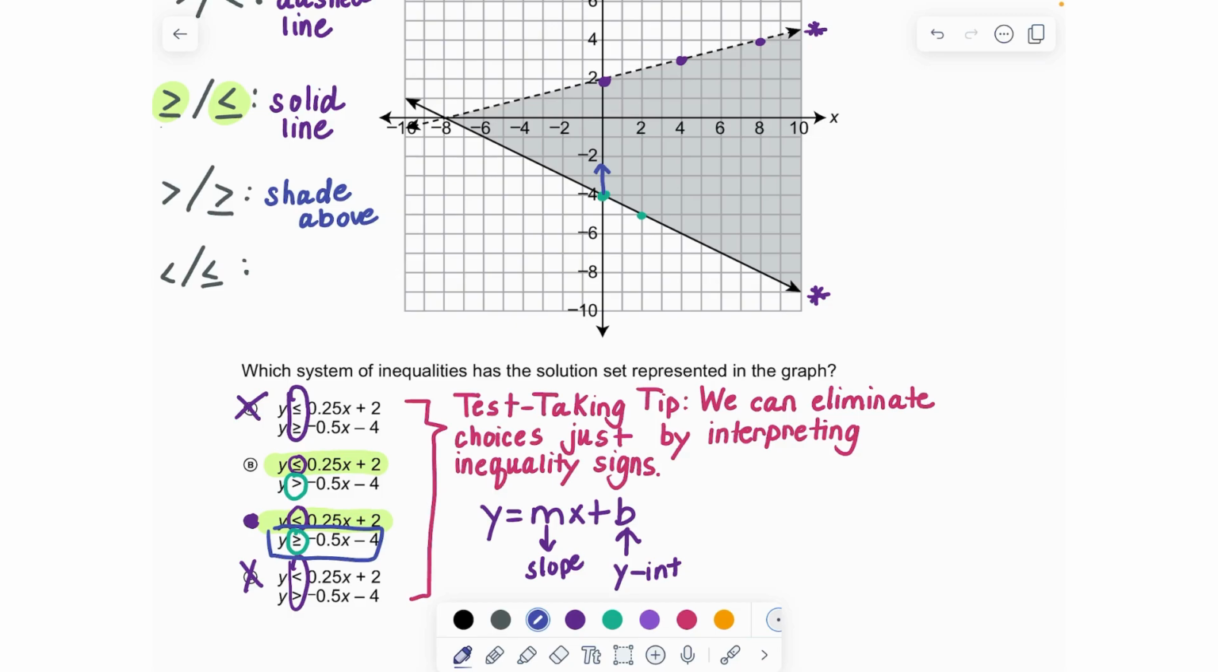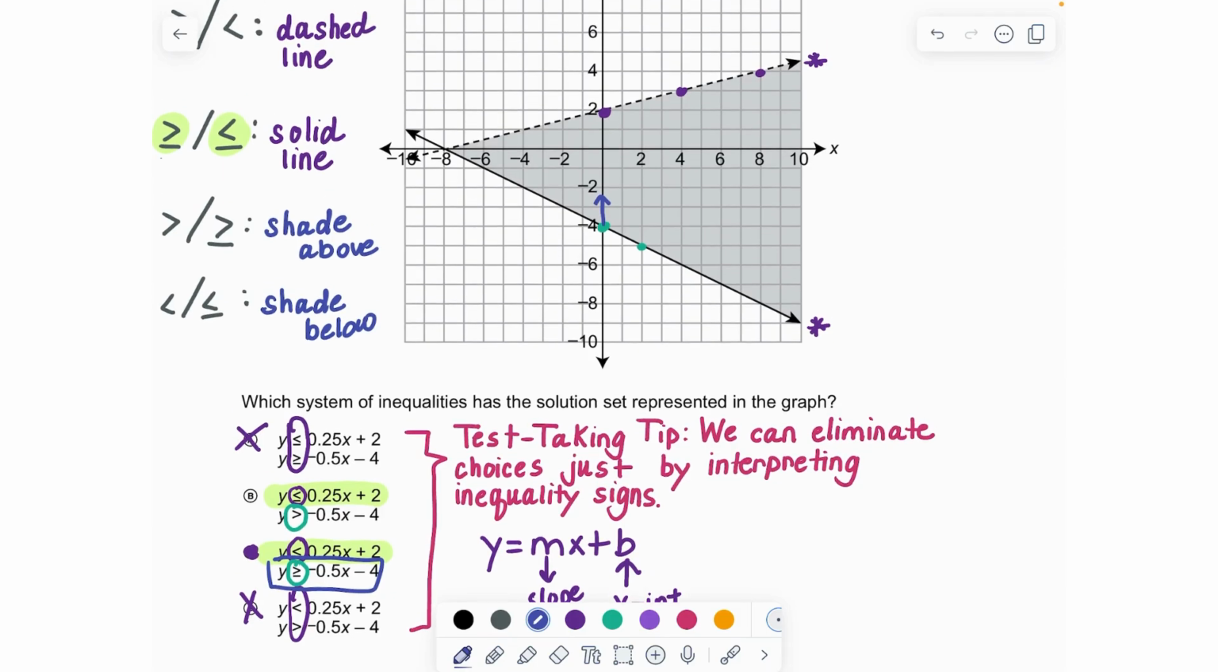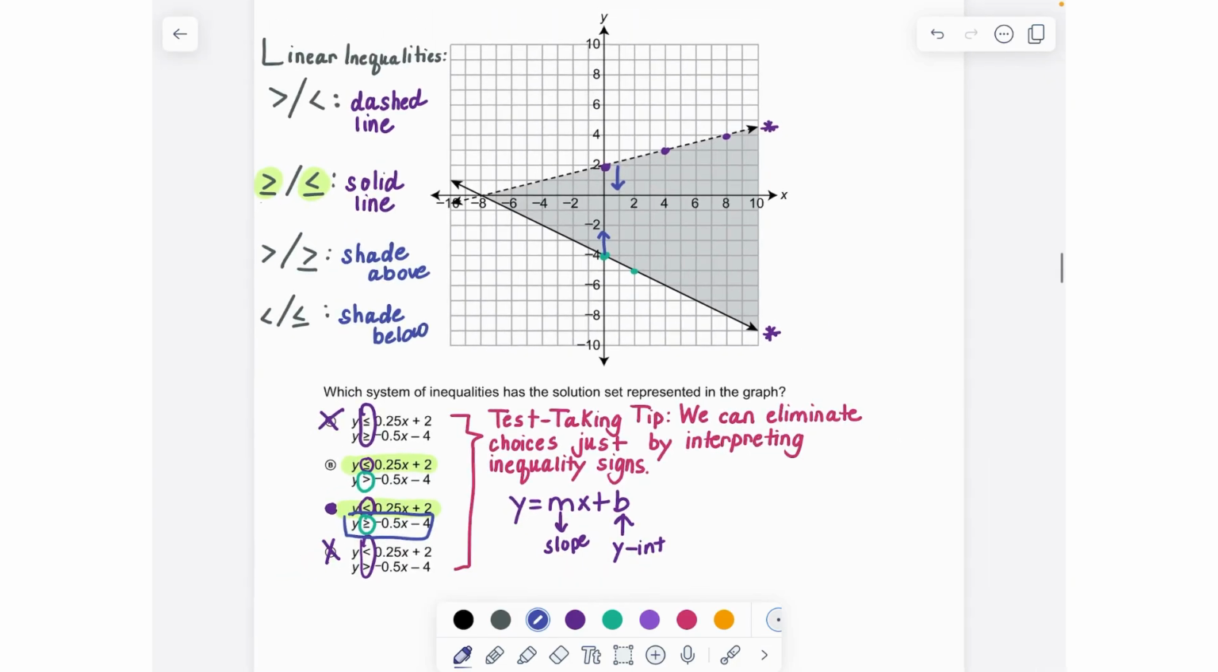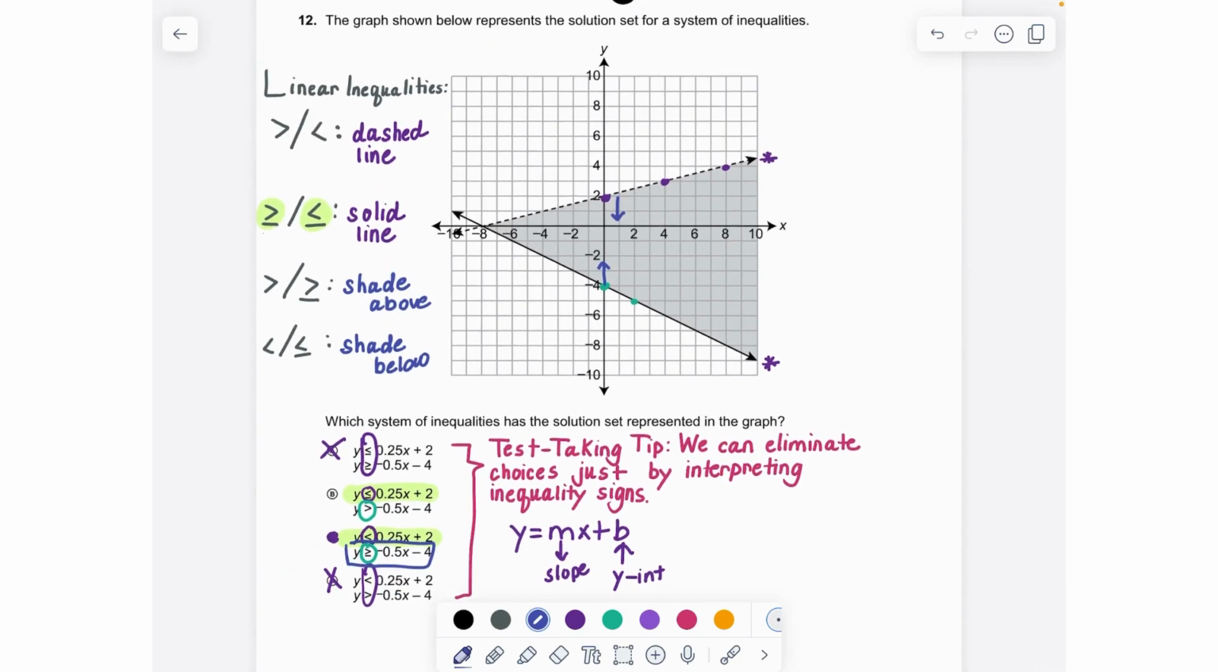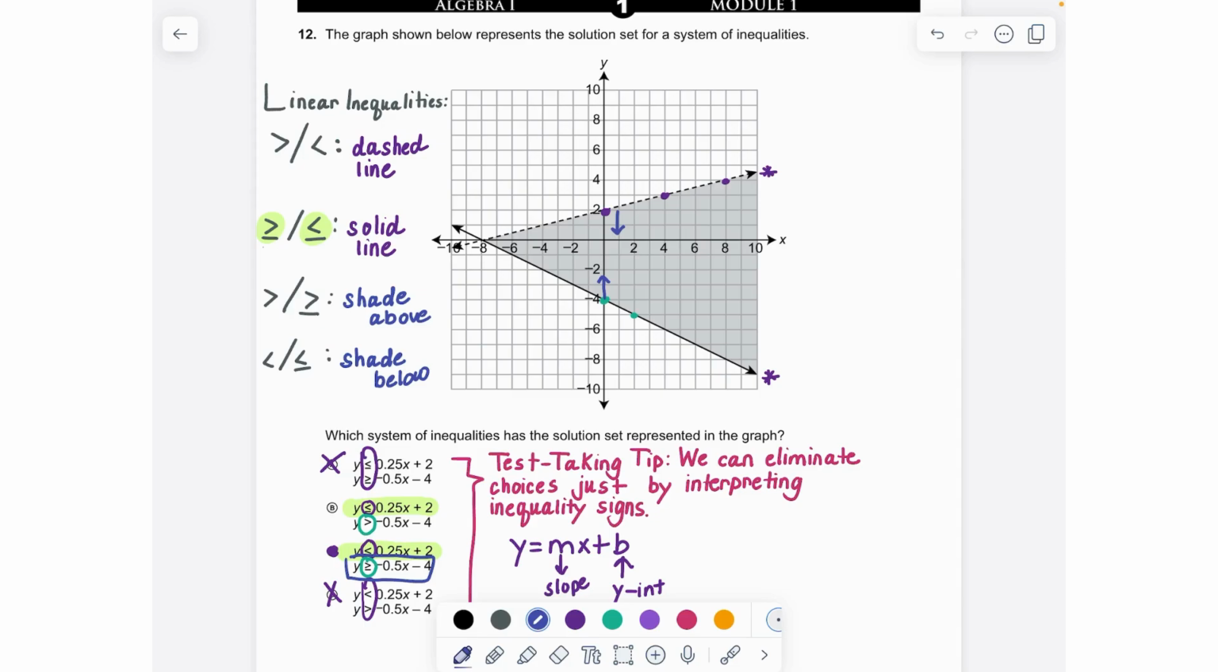And then if you have a less than or equal to, we are going to shade below that line. So looking at that top equation, that says less than 0.25x plus 2, so that tells me I'm going to shade below. And so we want the overlap region to be shaded in that dark gray, and that's what we have here. So greater than or equal to, you shade above your line. I always put my pencil on the y-intercept and I tell myself, okay, shade above. Less than or equal to, you shade below that y-intercept.